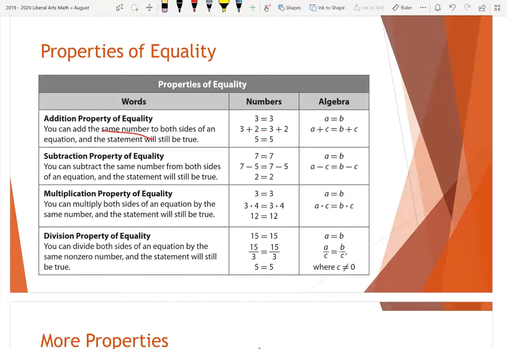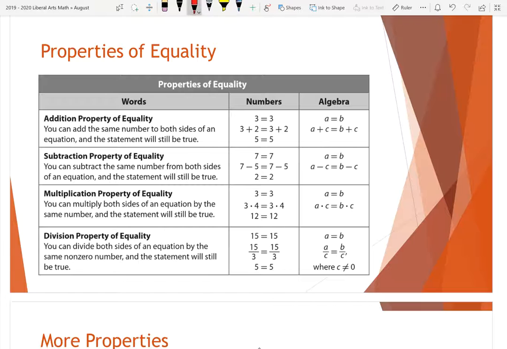And you can do that for subtraction. Subtract numbers on both sides, the result is still equal. You can do it for multiplication. Multiply both sides, the result will still be equal. And then also division. You can divide on both sides, and the result would still be equal. You just have to keep in mind that you have to do it to both sides. Both sides, both sides. Okay, so it's very important that you do that.